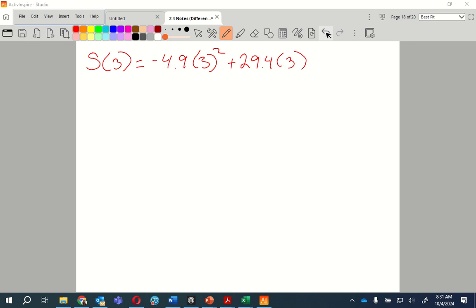What do we get? Go ahead, Treat. You can do it in your head if you want. 44.1. 44.1? You guys agree? Okay. And what is that units? Meters, because I'm talking about my height.